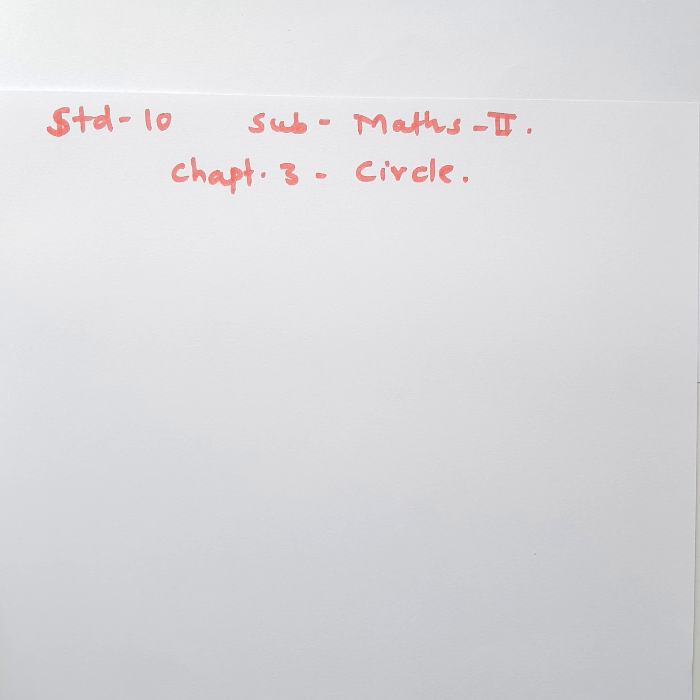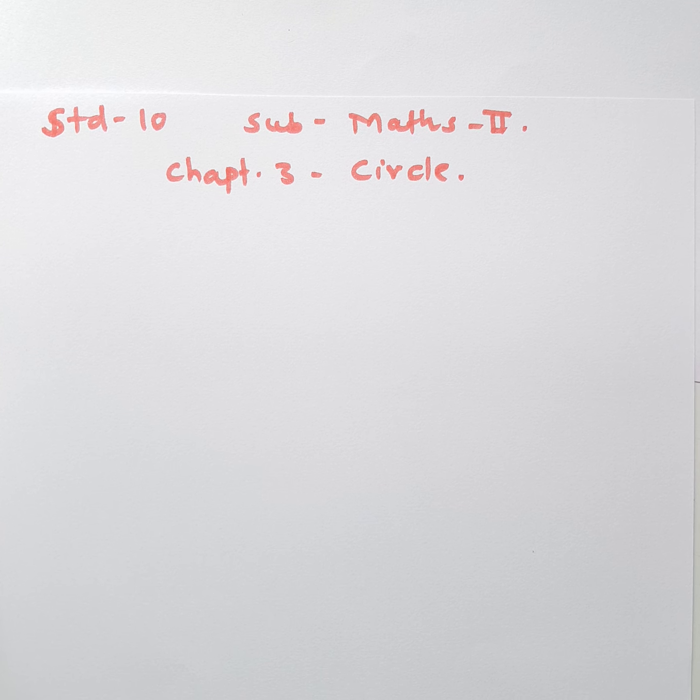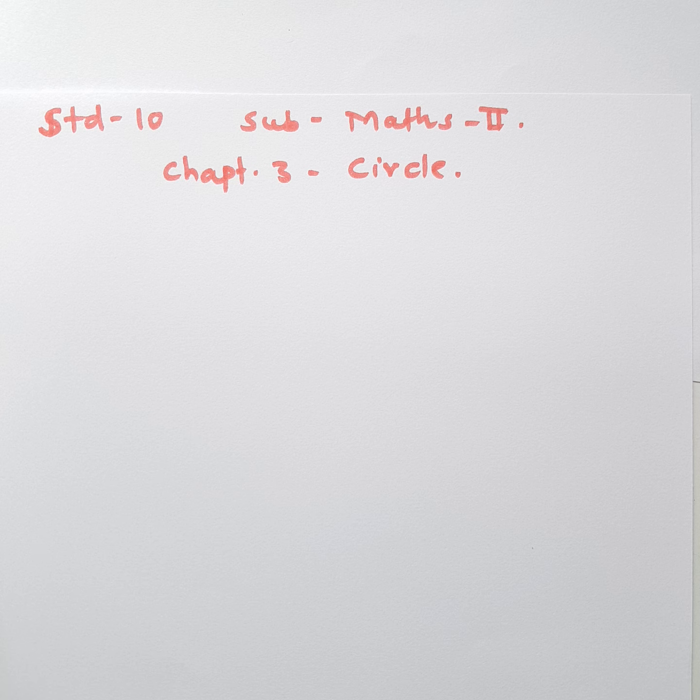Students, in the last lecture we have seen the two theorems of intersecting chords. If two chords intersect each other in the interior of the circle, then the measure of the angle between them is equal to half the sum of the measures of the arcs intercepted by the angle and its opposite angle.